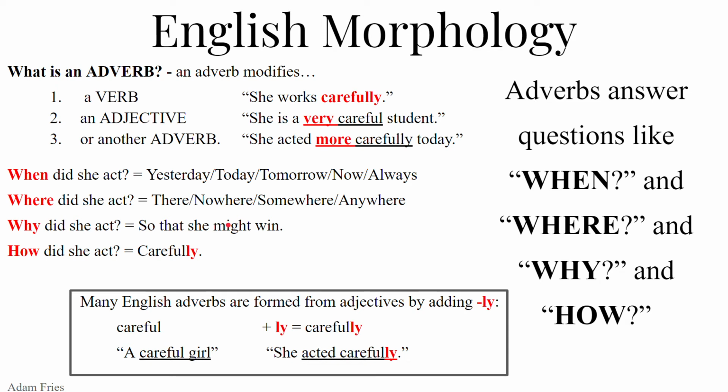And then how did she act? Answered by an adverb, carefully, in the manner of being careful. Many English adverbs are formed from adjectives, and we add ly to the adjective. So we took careful, like a careful girl, careful being an adjective, and we added ly, making carefully. And we don't say she carefully, because careful is the adjective modifying the noun. Adverbs modify verbs. So she acted carefully. She works carefully.